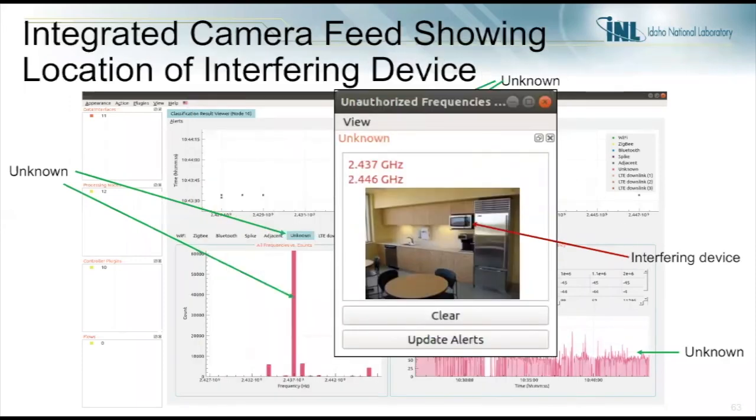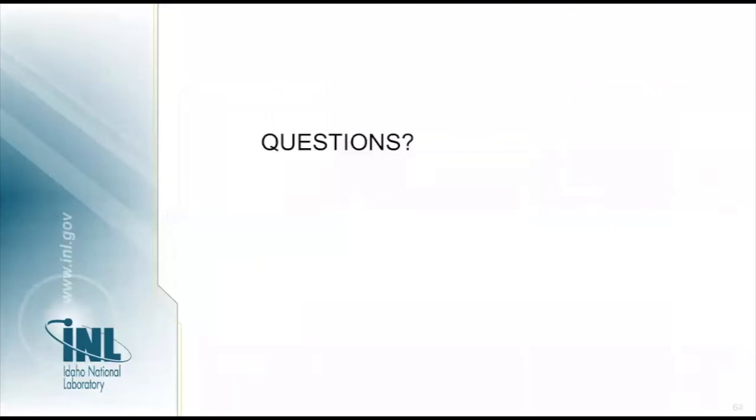And then you will see the camera shot of the location of the unknown device that is interfering with authorized communications or transmitting. And that's the end of our slides. Next slide. Any questions?